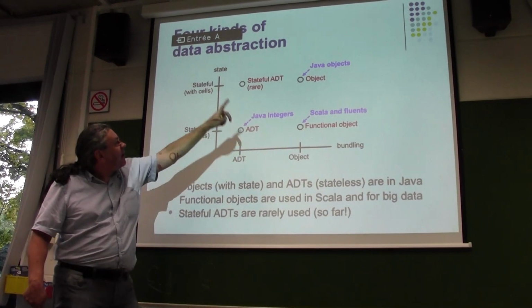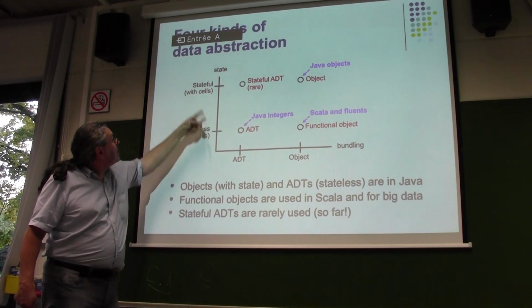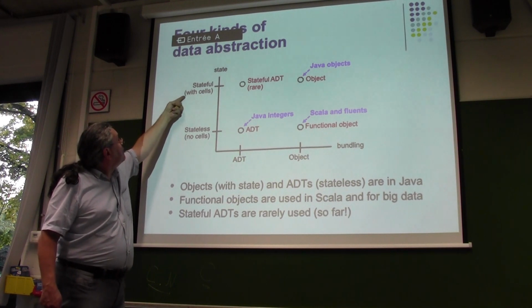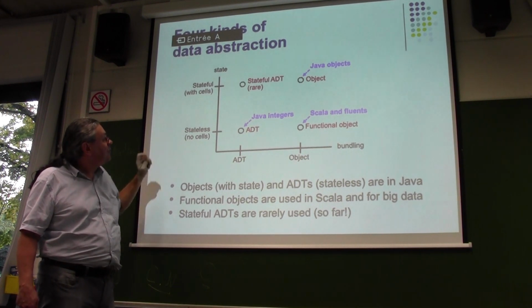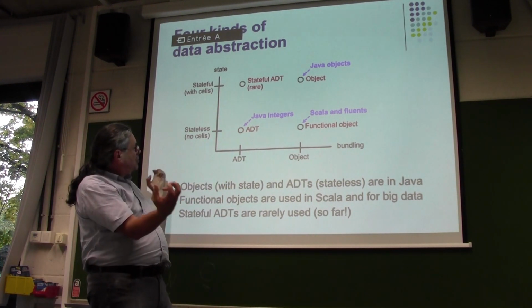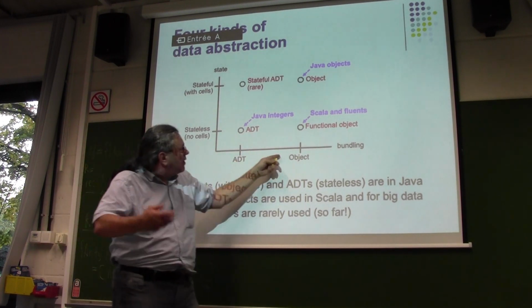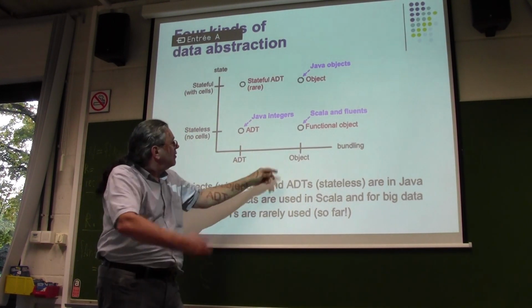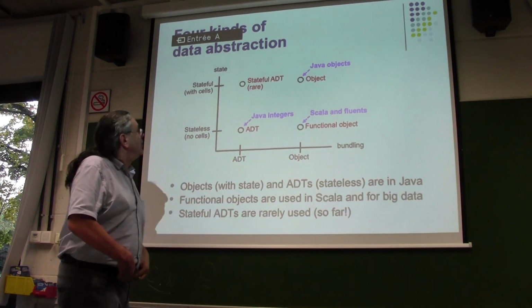So we have 4 kinds of data abstraction. One axis is whether they have state. Do they have cells inside, or are they purely declarative, which I call stateless? And the other side is whether the values and the operations are separate, which I call unbundled, or they're together, which I call bundled. So ADT or object. And this gives you 4 things.